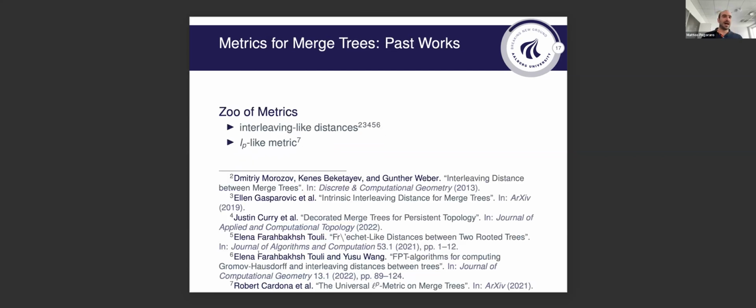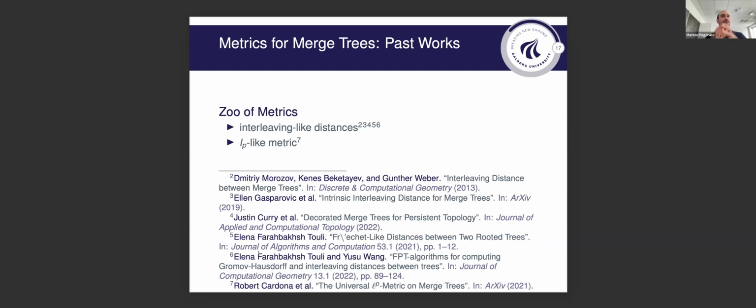So we start with our data set of merge trees. At least we would like to know if the trees that we have are similar or if they are different. And how do we do that? The idea is that we want to define a metric structure. There has been a lot of research on this topic in the last years, and we can divide the metrics that have been defined into two big families.